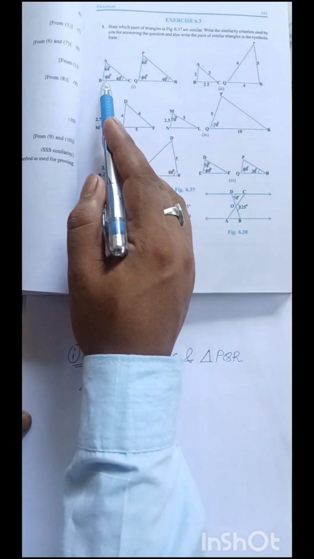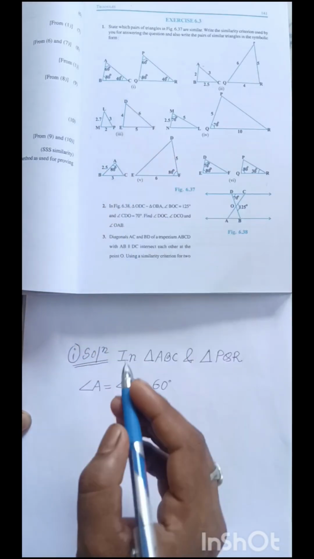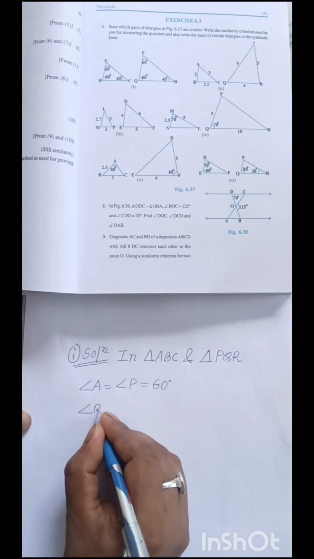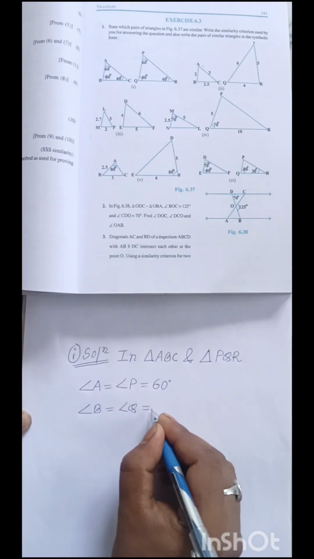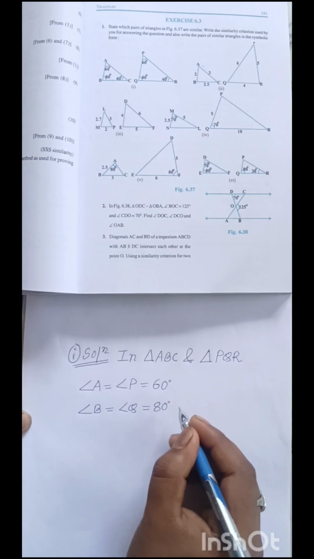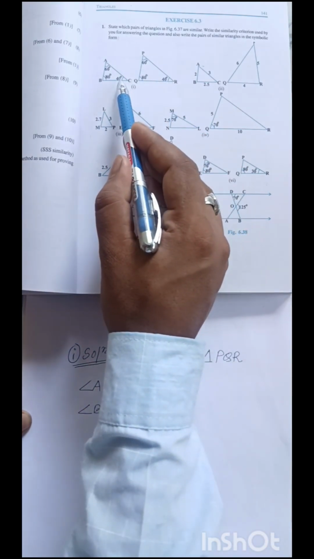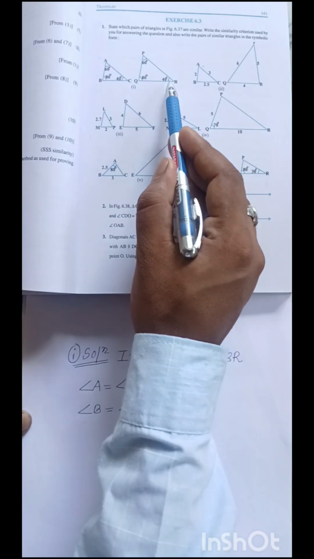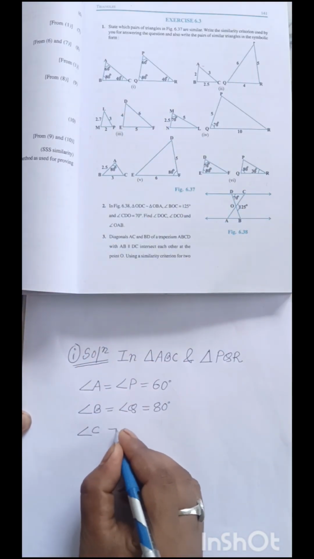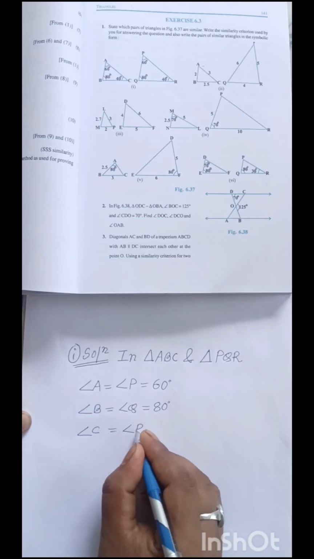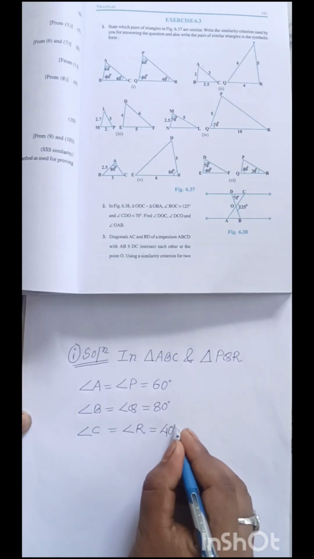Now angle B equal to angle Q. So here also we have 80 degrees. So I can write here angle B equal to angle Q equal to 80 degrees. And angle C equal to angle R. Here we have 40 degrees and here also we have 40 degrees. So I can write angle C equal to angle R equal to 40 degrees.